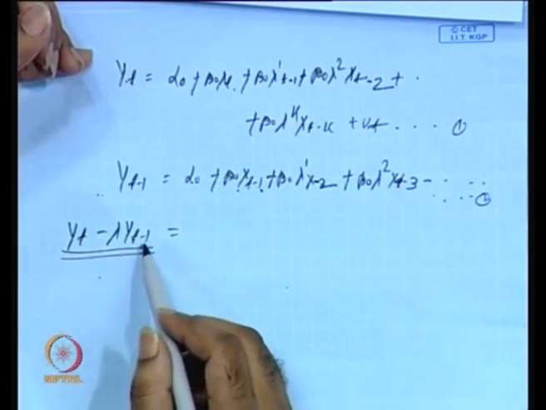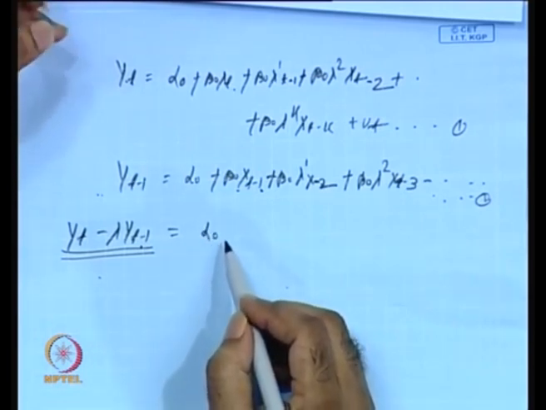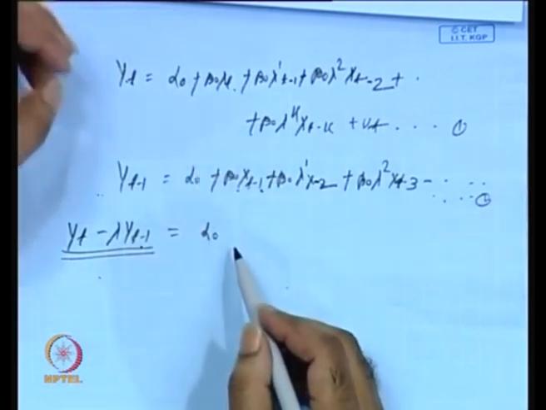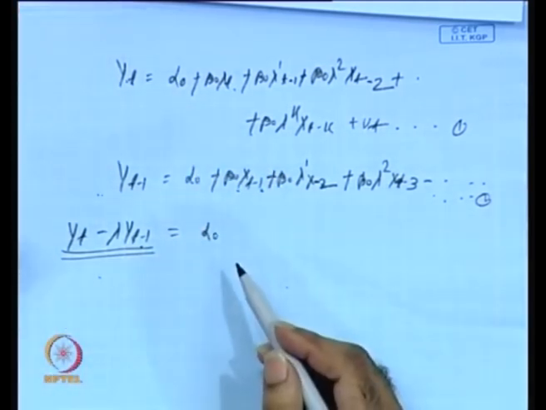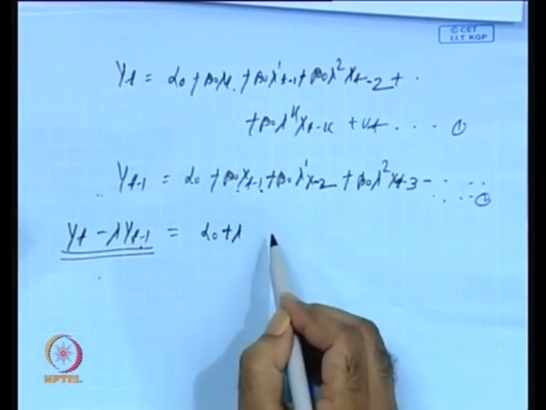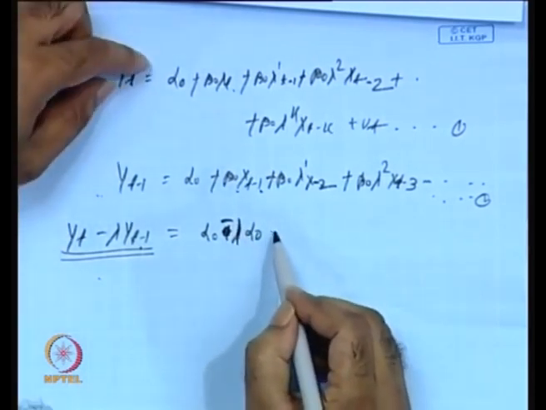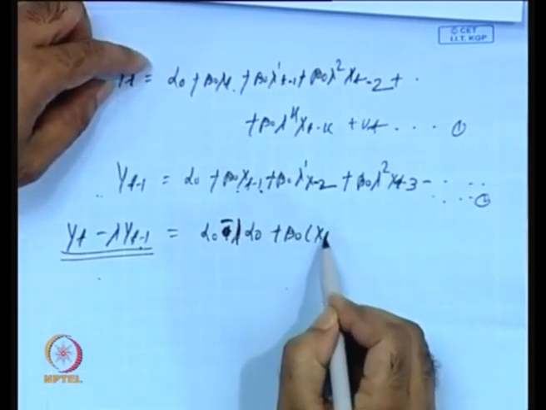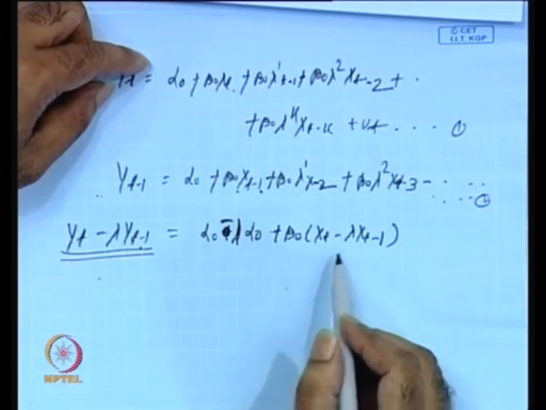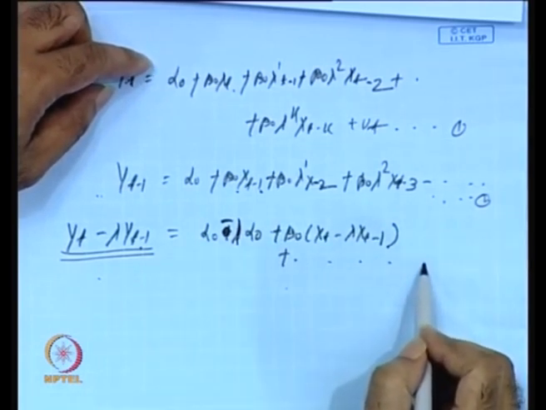Then I will get y t minus lambda y t minus 1. In the same time, the lambda 0 terms cancel, so it will be y t minus lambda y t minus 1, equal to alpha 0 minus lambda alpha 0, then beta 0 x t, and this will continue like this way.